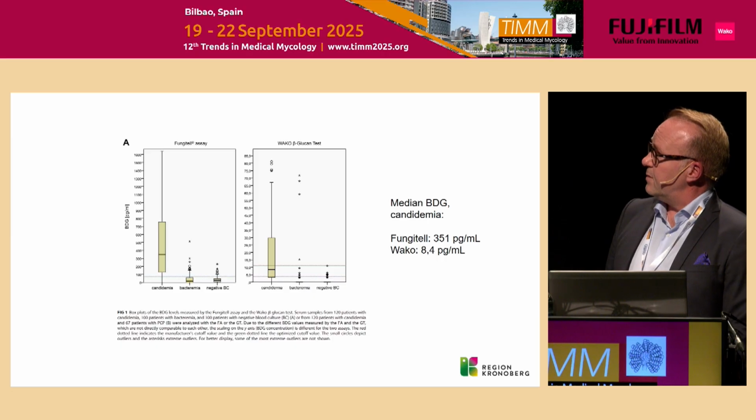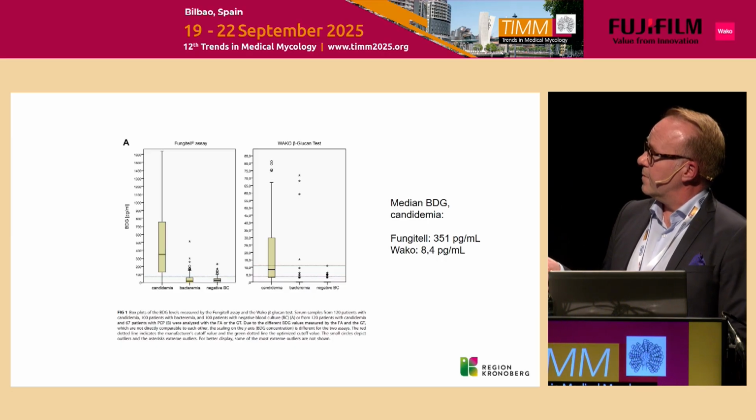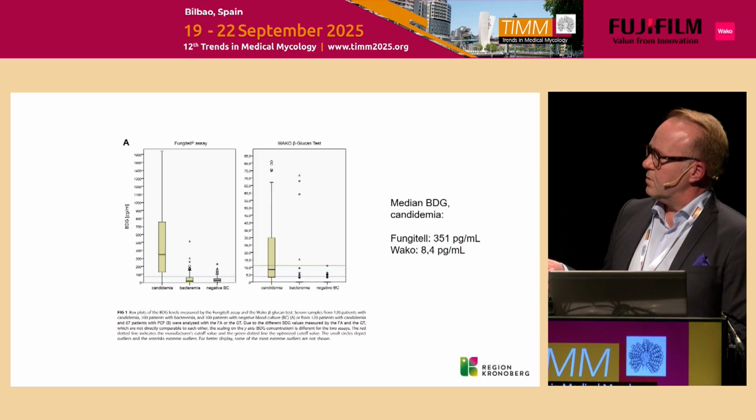So how did the results look? Well, this is for the candidemia patients. The mean beta-glucan level was quite high with Fungitell, lower with Wako then. Even though both assays had a big difference between the cases and the controls, you could see that the, at that time, suggested cutoff for Wako of 11 was clearly not sufficient.